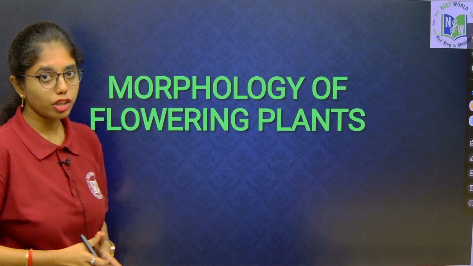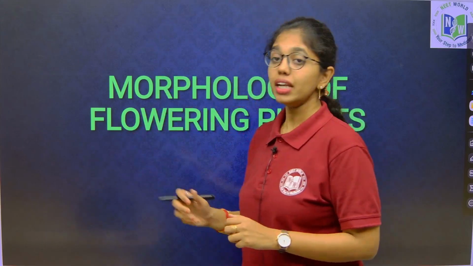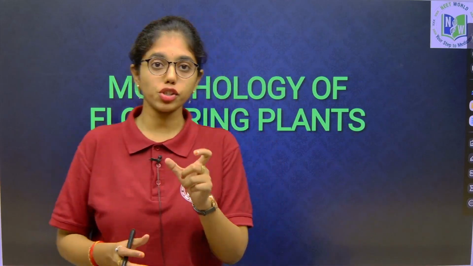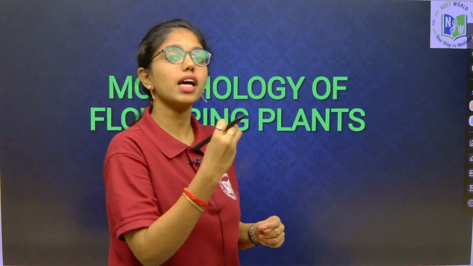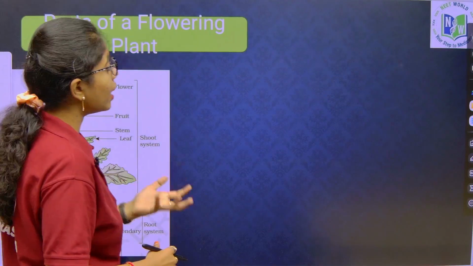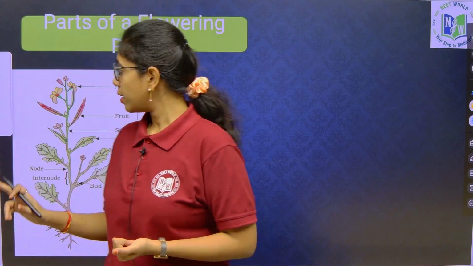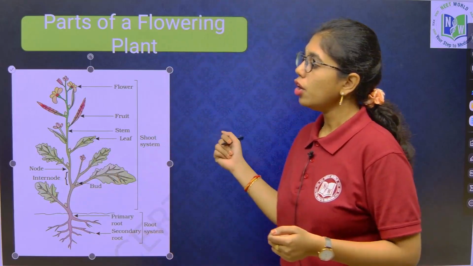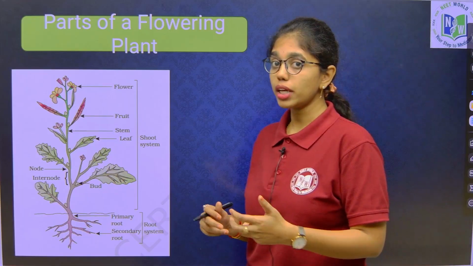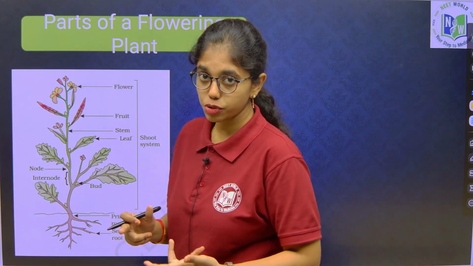So yes, we are going to start with morphology of flowering plants from our 100 concepts for NEET 2026. In this chapter today we are going to look into the basic introduction of this chapter and root and its modifications. So in morphology of flowering plants, we learn in detail about the vegetative characters and the floral characters, wherein in vegetative characters we will be looking into root, stem, leaf and its modifications.